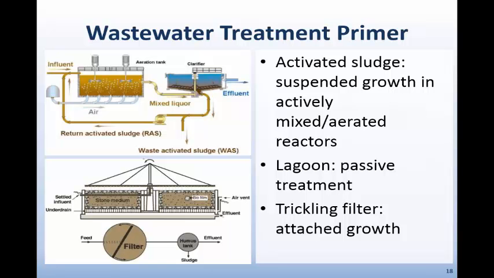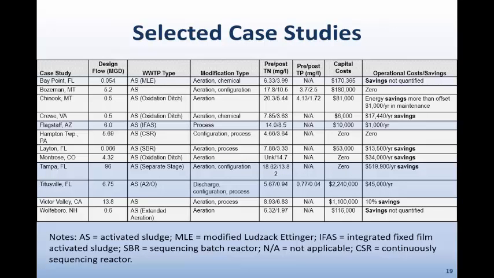So this is an overall summary of the case studies and some of their main attributes. The columns are pretty self-explanatory here. As you can see in the second column, we had a wide variety of capacities, ranging from about 50,000 gallons per day to almost 100 million gallons per day.